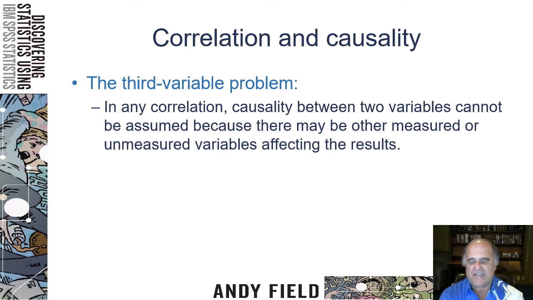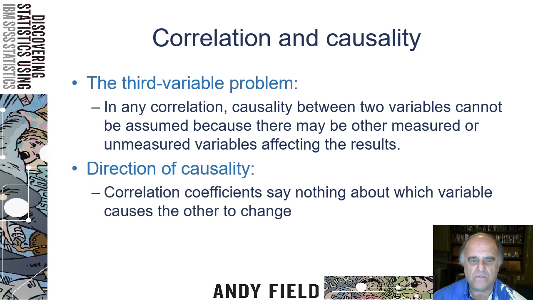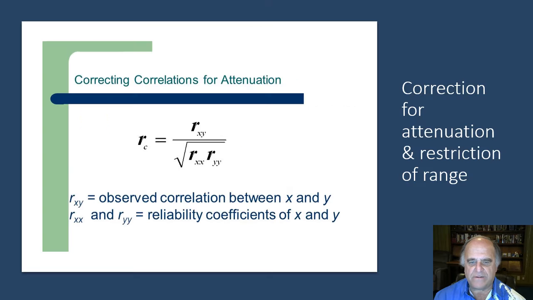So, correlation and causality. Of course, the problem is we know correlation is not causation. People say that all the time. There's a third variable problem. In any correlation, causality between two variables cannot be assumed because there may be other measured or unmeasured variables affecting the results. And direction of causation: as Field is saying the same thing, correlation coefficients say nothing about which variable causes the other to change. Or even, it could be that neither variable causes the other to change because there's a third variable involved.